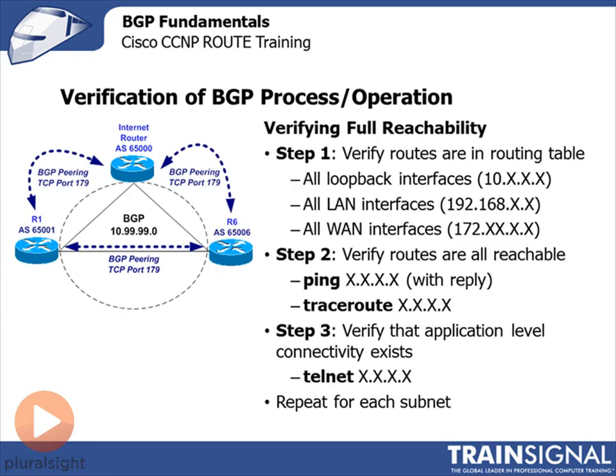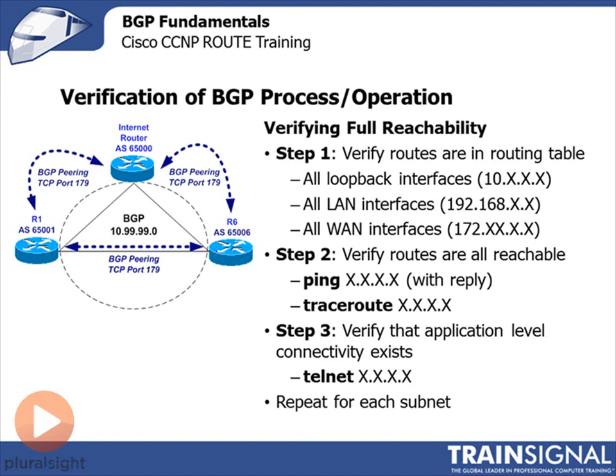The final thing you'd want to do under most circumstances is, number one, verify that all the routes are in the routing table. This has to do with verifying reachability. Make sure you can get to all your loopback interfaces, all your LAN interfaces, and all your WAN interfaces. Once you see them in the routing table, doesn't necessarily mean they're reachable, but that they're in the routing table, then verify they're reachable. Use ping and trace route.